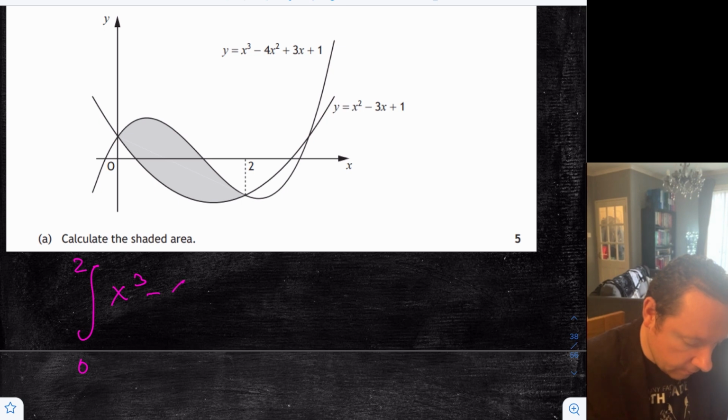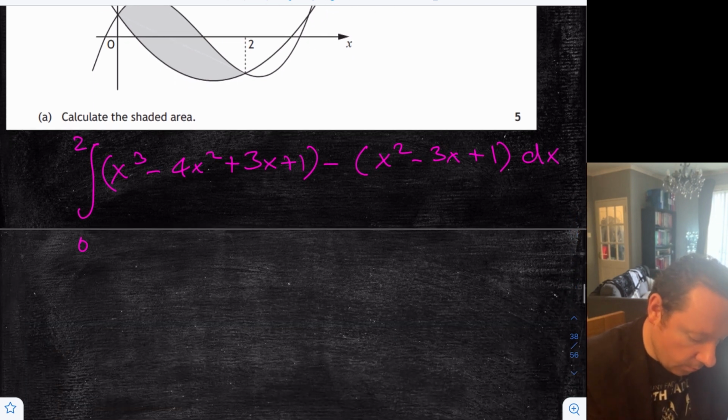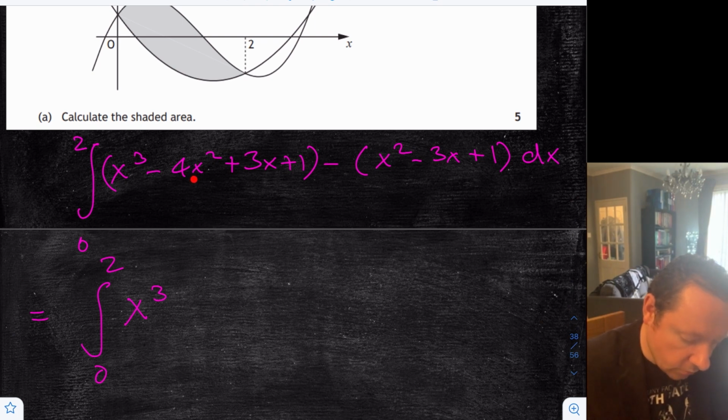curve minus our lower curve dx. So we can tidy that up before we integrate. 0 and 2, we've only got an x cubed term, and then our x squared, 4 minus 1 is minus 5x squared. Our x terms, 3x minus minus 3x is plus 6x, watch your signs, and then 1 minus 1 is 0. So we get this integral to do.